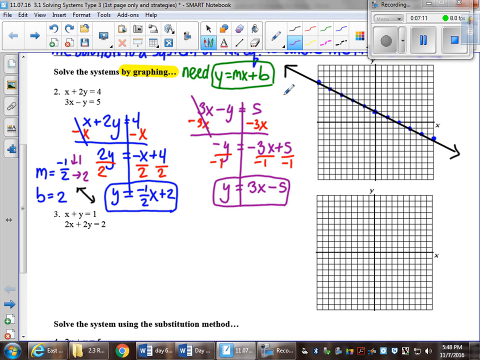So identifying m and b, m equals 3 divided by 1, b equals negative 5. This is my starting point, so I go down 1, 2, 3, 4, 5, and we're going to count up 3, right 1.